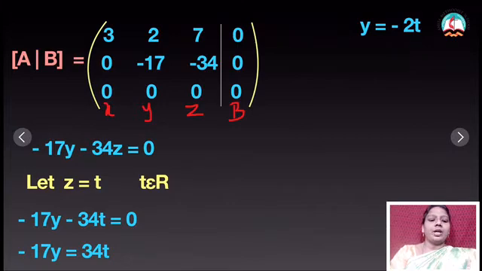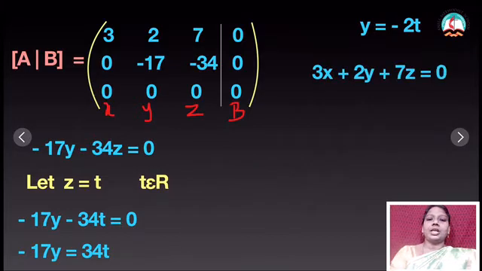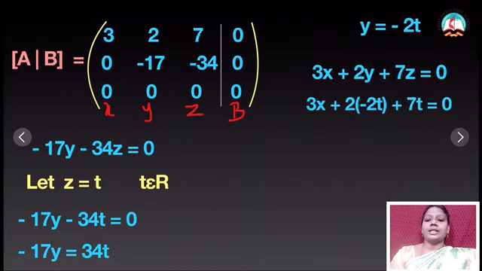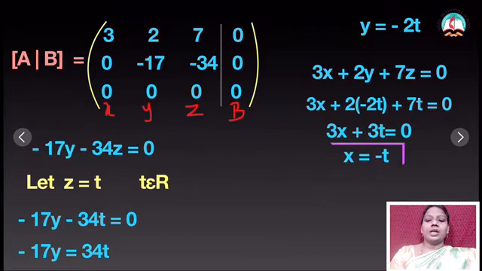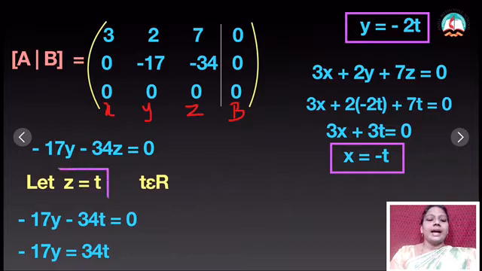Okay, now I got two values, z is equal to t and y is equal to minus 2t. I am going to substitute that in the first equation, that is 3x plus 2y plus 7z equal to 0. We just take the first row. So if I am substituting that, then I am getting x is equal to minus t. So what are the three values I am getting? X is equal to minus t, y is equal to minus 2t and z is equal to t, where the value of t belongs to the real numbers.